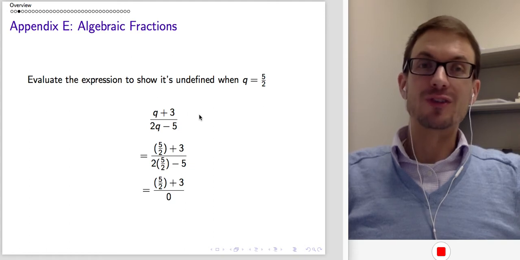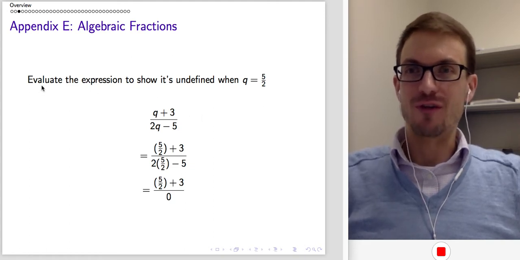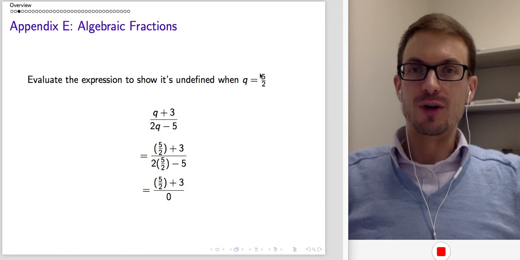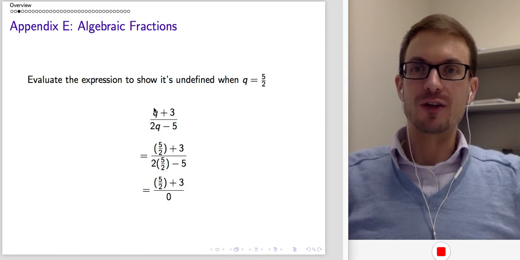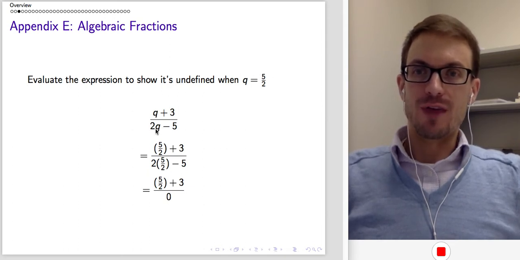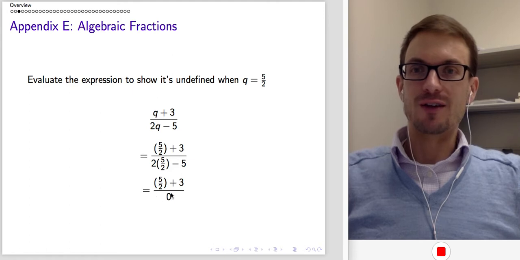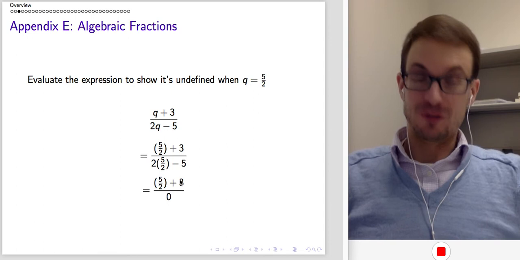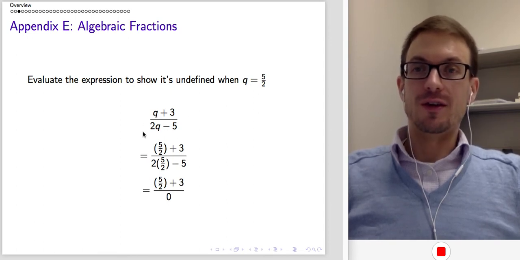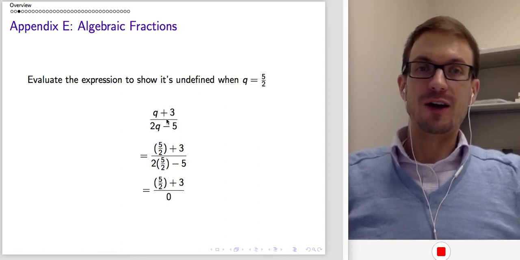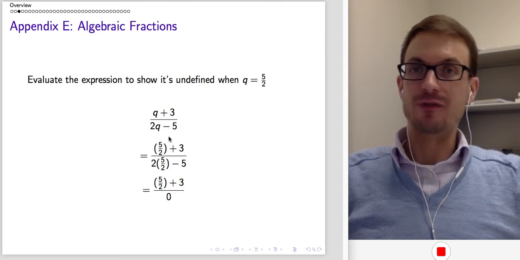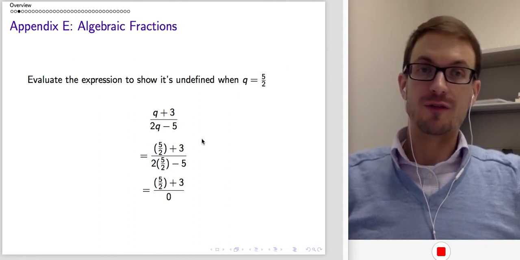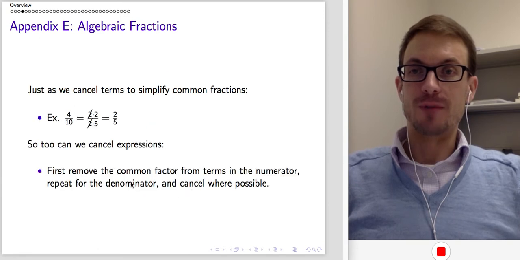Okay, we can show this. Let's actually evaluate the expression. Evaluating the expression means we plug in a particular numerical value for the variable, wherever that variable appears in the fraction. So it's here and here. I'll do these operations, and I find, oh look, the denominator is 0. That's exactly as we expected. So clearly this whole expression is undefined when q takes on a value of 2.5, or written this way, 5 halves.